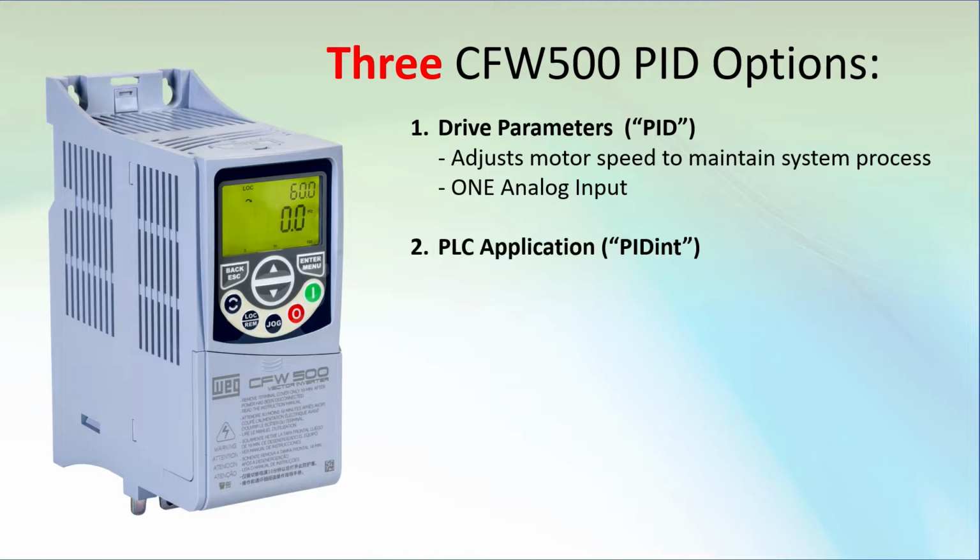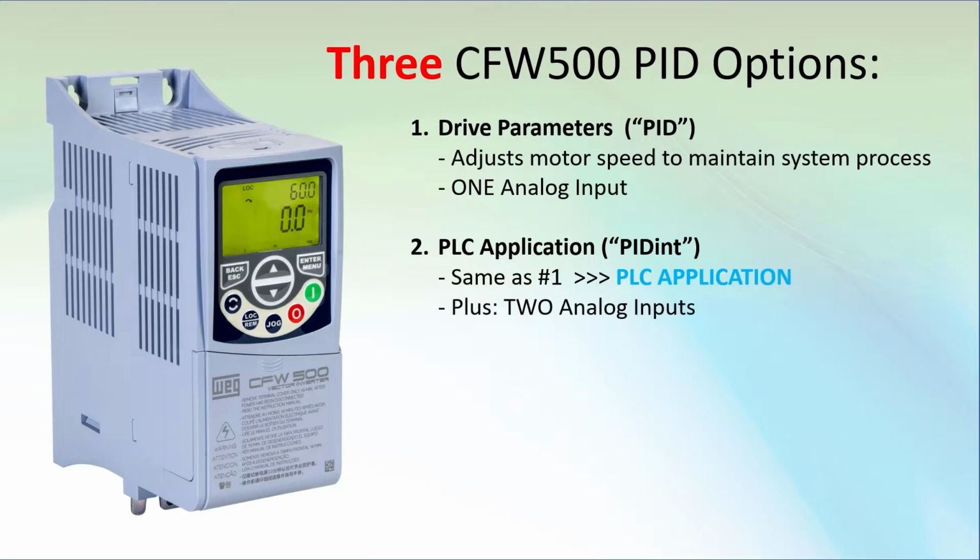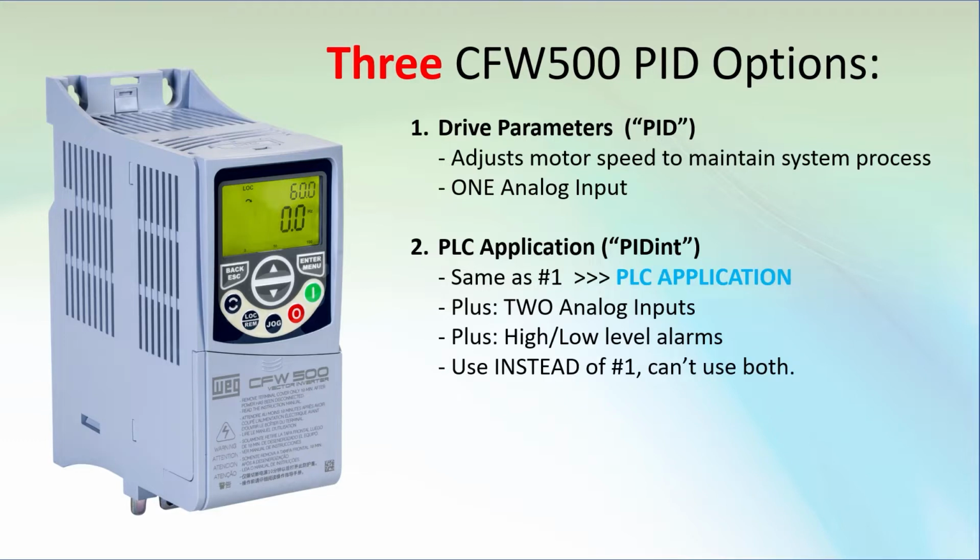The second PID implementation is referred to as the internal PID. It does everything the native PID does, except it's an application that you load into the drive's built-in PLC. It also adds the ability to use a second analog input to bias the feedback as a sum, difference, or average. And it also has low and high level alarms. Now you can use this one or the drive's native PID. You can't use both because they both want to control the same motor.